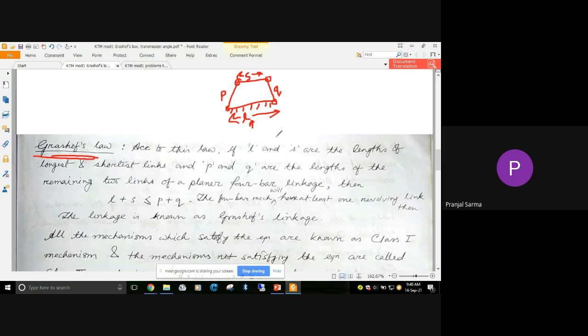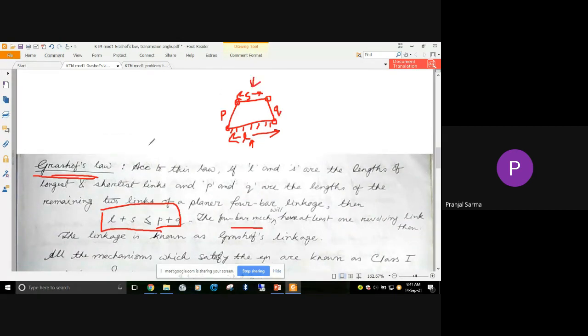Now if L plus S, that is the sum of the lengths, is less than or equal to the sum of the lengths of the other two links, P plus Q, then this kind of four-bar mechanism will have at least one revolute link in it. That means one complete revolution, so one crank will come out of it.